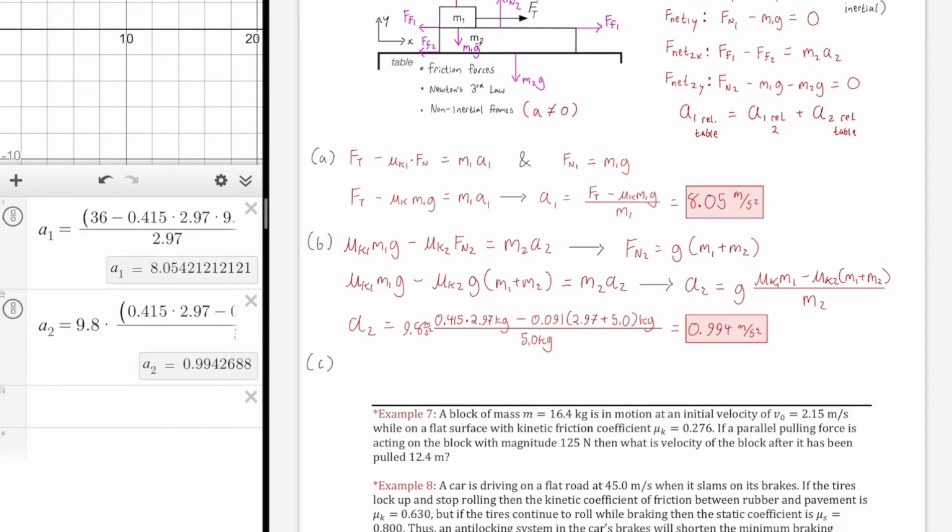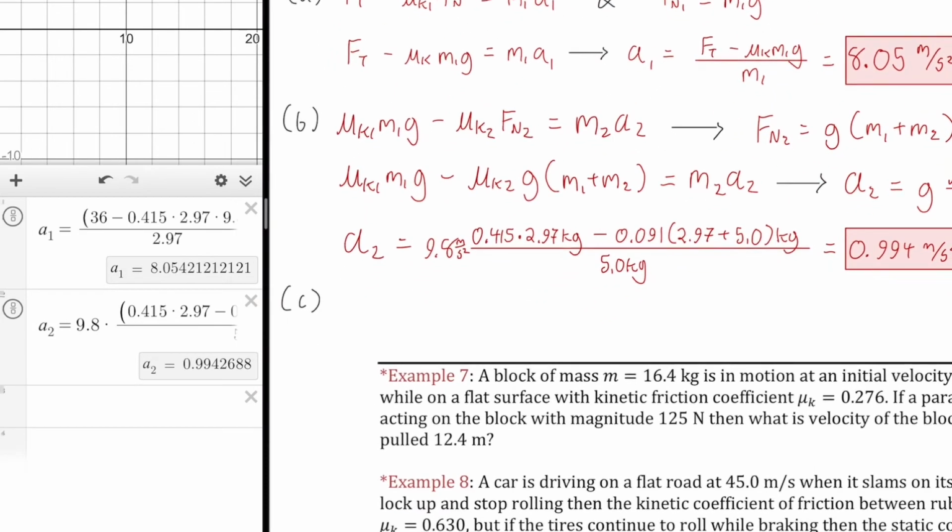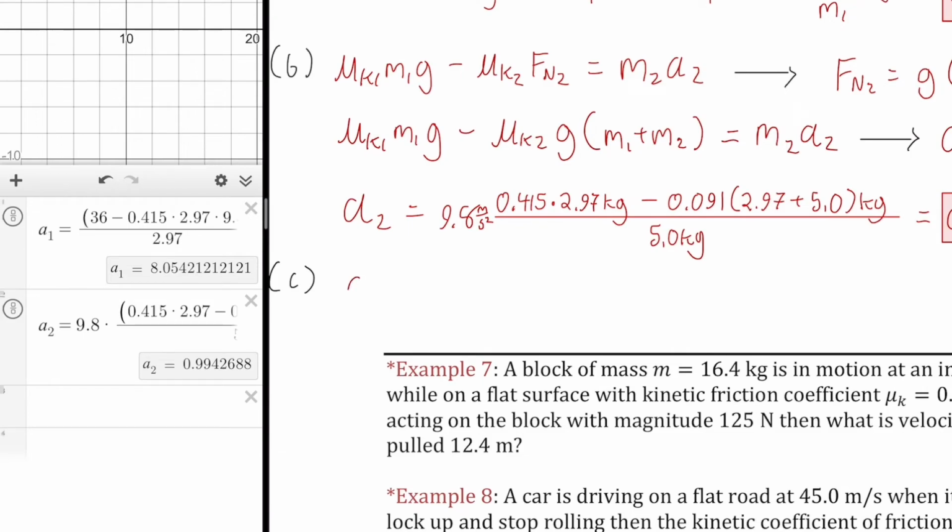What's making it move that fast, right? Well, we know what's actually happening. That's not its acceleration relative to the ground. That's just its acceleration relative to something else that's accelerating. So the only way to find its acceleration relative to the ground is to take the vector sum of the accelerations. So the acceleration of block 1 relative to the ground is going to be the sum of the two.